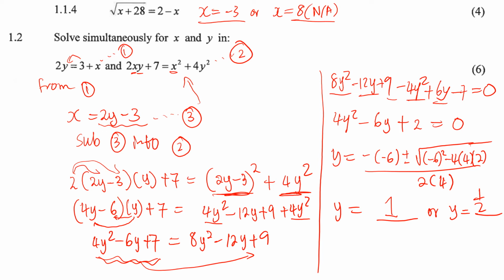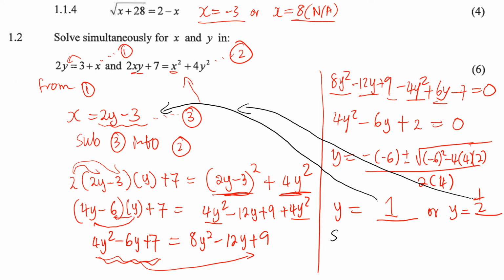So now we got our y. Let me use a black color. Now we got our y. We can now go and solve for x, right? So on our equation 3, remember we have x expressed in terms of y. Where there is y, we can go and replace those two values and get the value of x, right? So we are going to substitute y equals 1, or y equals 1 over 2 into equation number what? Into equation 3, right?